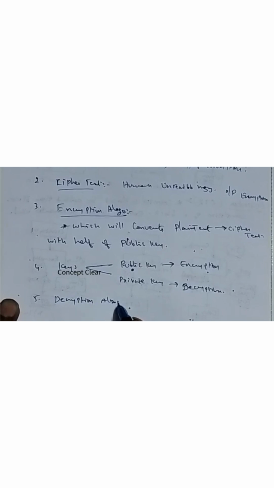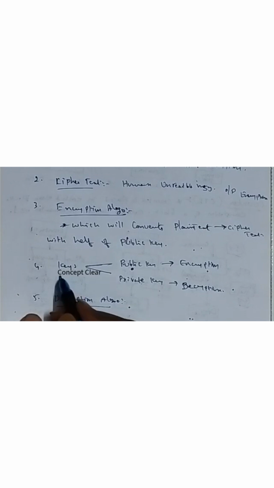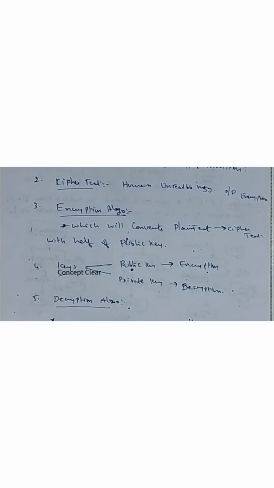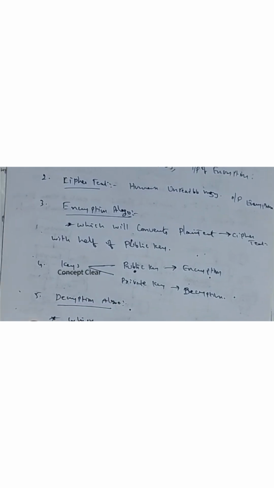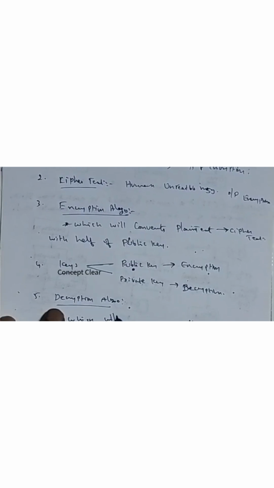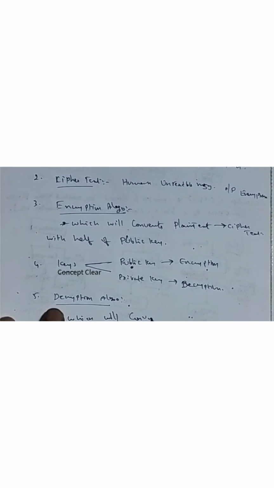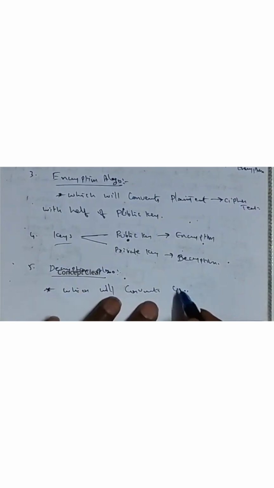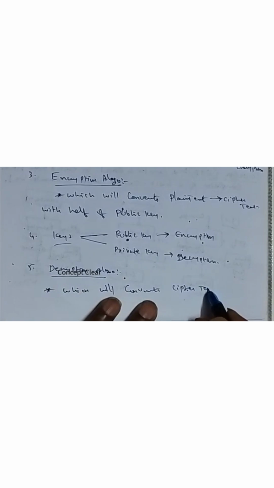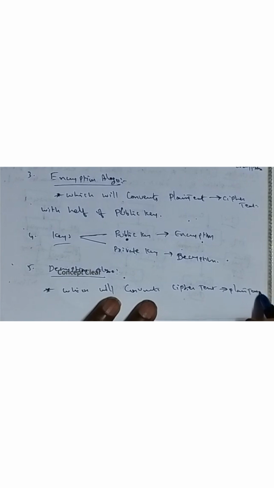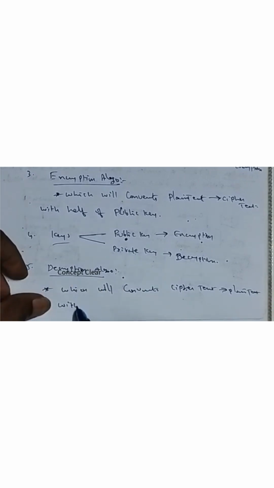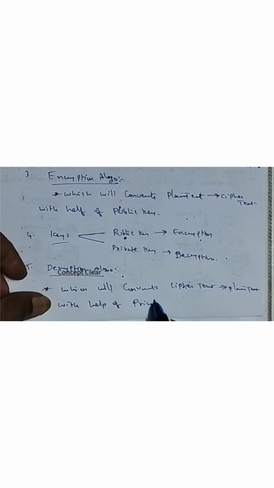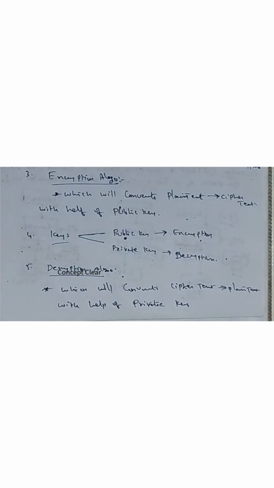And the next one is the decryption algorithm. What is the decryption algorithm? The decryption algorithm will convert ciphertext into plain text with the help of the private key.